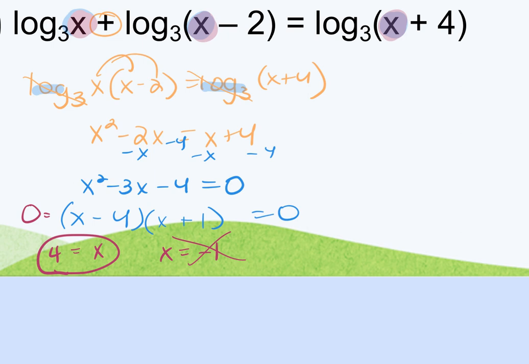So you just can't find logs of negative numbers? Or 0. Yep. So if it was negative 1 plus 1, you'd have to cancel it out as well? Correct. Yep.